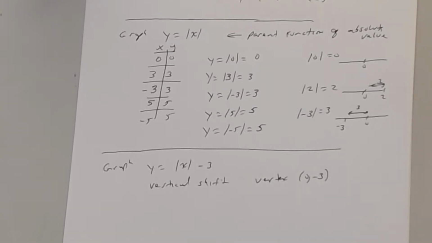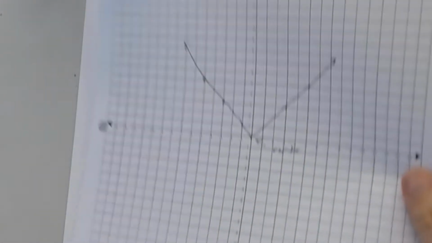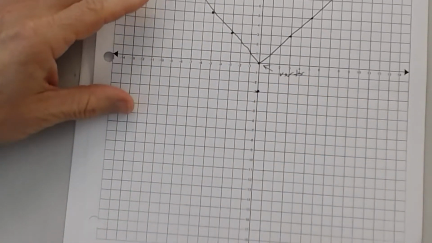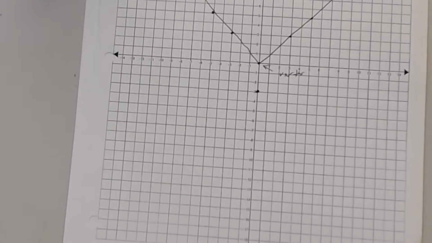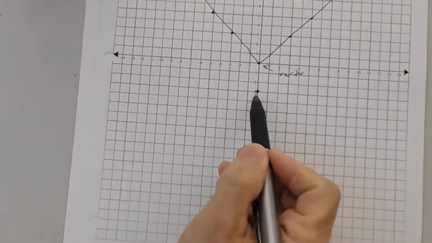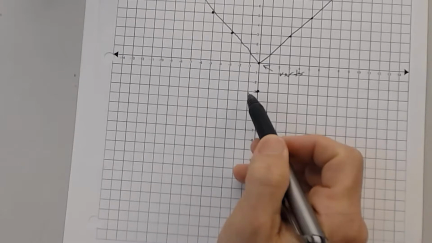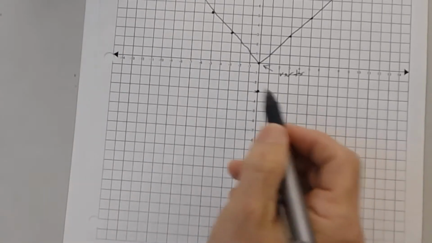Okay? Now once you find the vertex, that's where you go 2 points to the right, 2 points to the left. That's all you do. So I'm going to locate the vertex. I'm going to use the same grid. So here's my vertex right here. What's the x value for this vertex? 0. The x value is 0. So let's pick 2 points to the right and 2 points to the left.